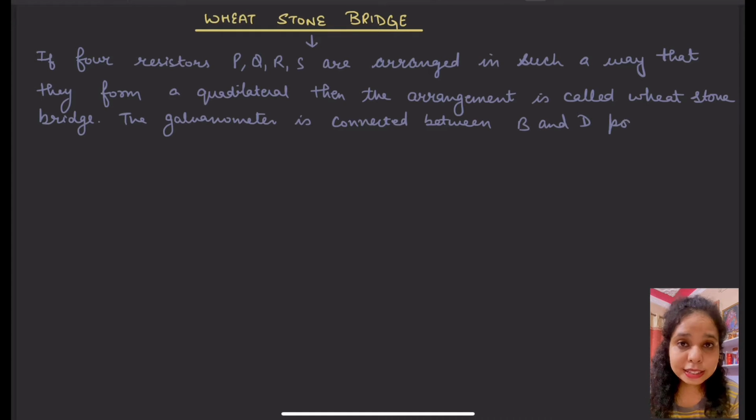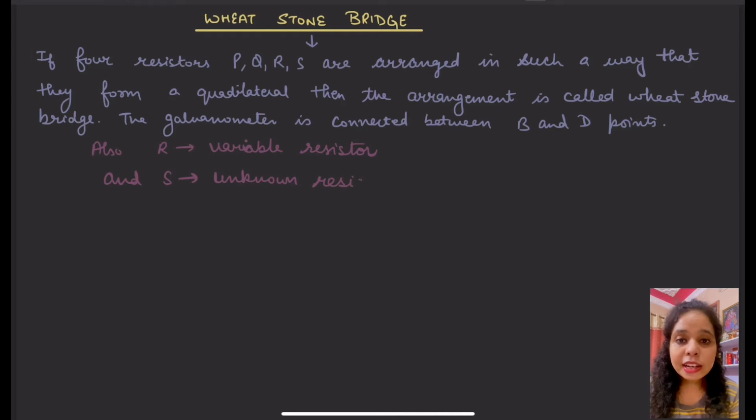Also, we need to consider some other factors about the resistors. We are having 4 resistors, out of which one resistor, R, has a variable value. That means we can change the value of resistor R, and this is a variable resistor. The last resistor, that is the 4th resistor, is S. It has an unknown value, so most of the times we do not know the value of the S resistor, which is forming the 4th arm of the quadrilateral.